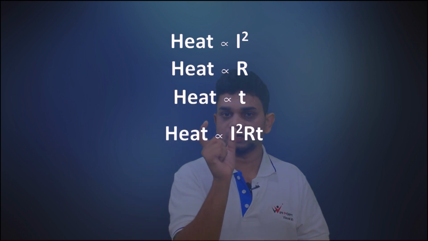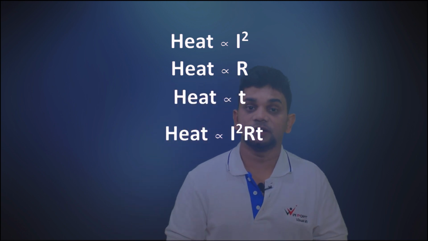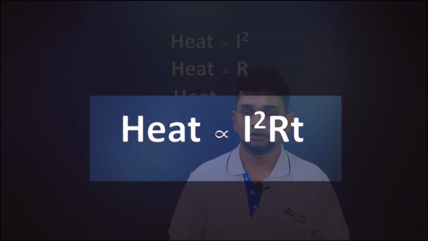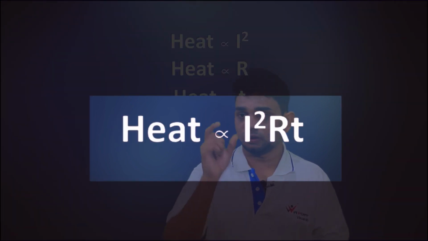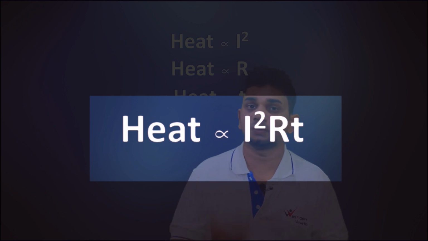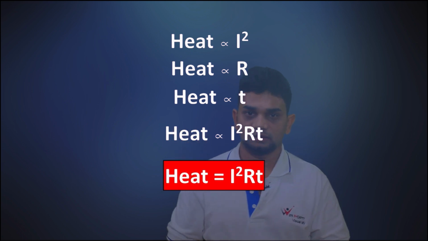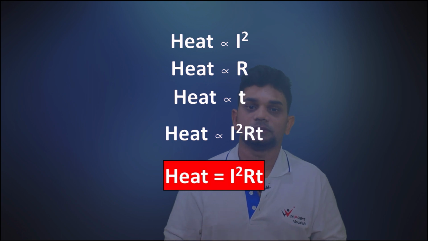To remove this proportionality sign, what do we need to do here? We need to add a constant, to make it an equation. Here the constant is 1. So it will be heat equal to I square RT. Very important equation. Now we can state Joule's law.